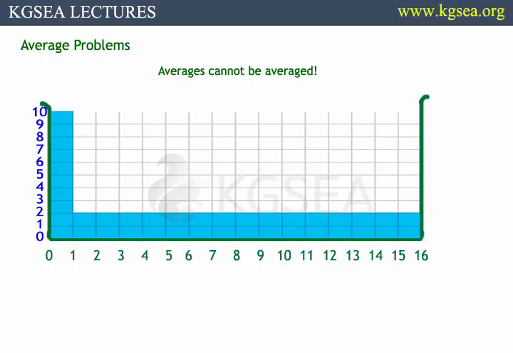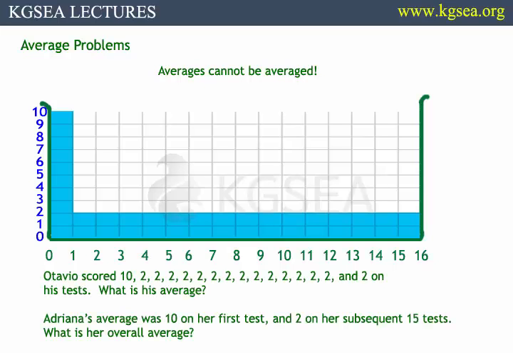So then, how can we do this problem? How would the problem come out? Well, let me show you. It comes out like this. So Octavio scored 10, 2, 2, 2, 2. Basically, I'm telling you how high these are: 10, 2, 2, 2. So this water suddenly becomes your test score. What is this average? Well, pause this module and do the problem. And do the second one too, and then come back after you're done with these two.